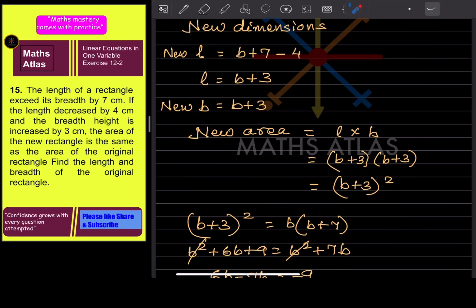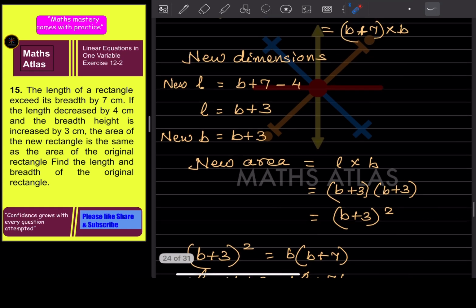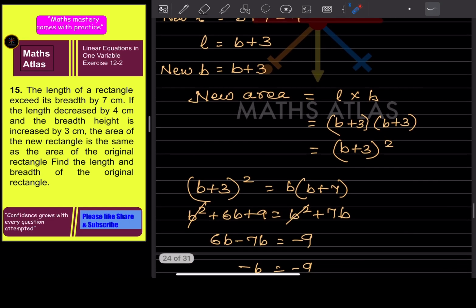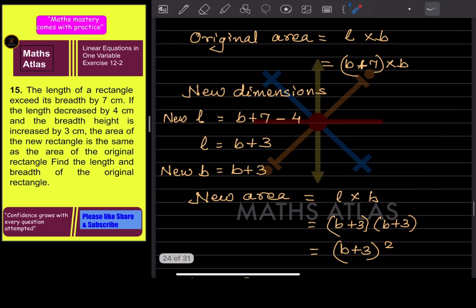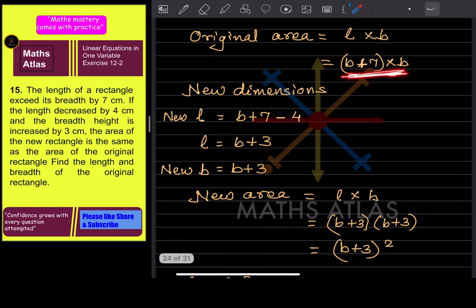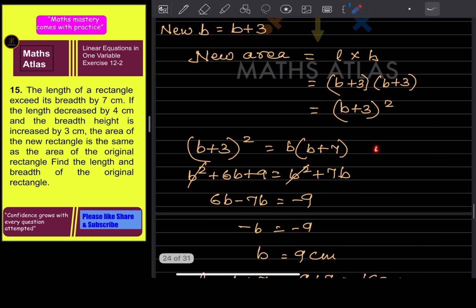So now they said the area of the new rectangle is the same as the area of the original rectangle. So this is, again, an important step. The area of the new rectangle is B plus 3 whole square, same as the original. So what was the original? Original was this one, B into B plus 7. So this step is important. So now what will you do?